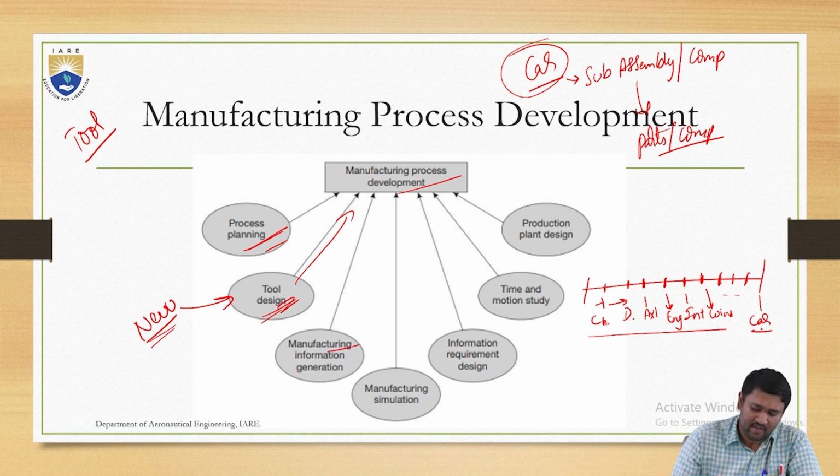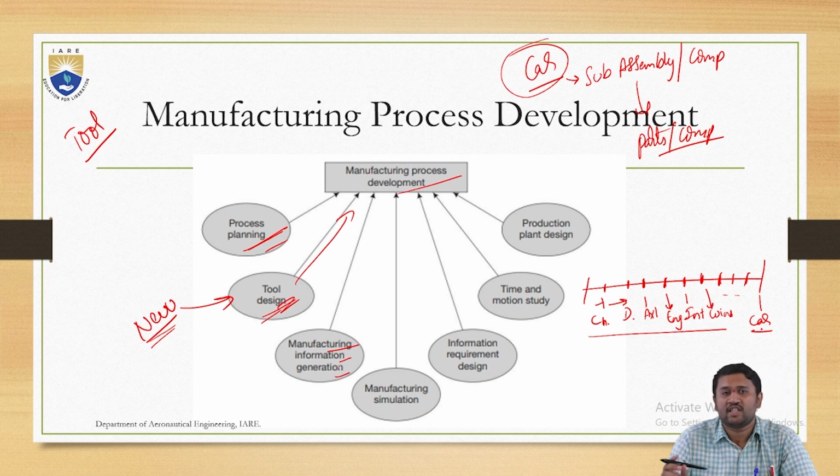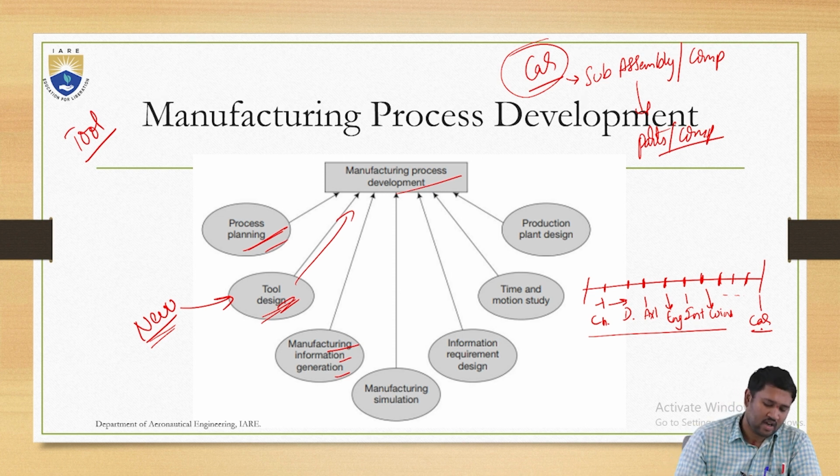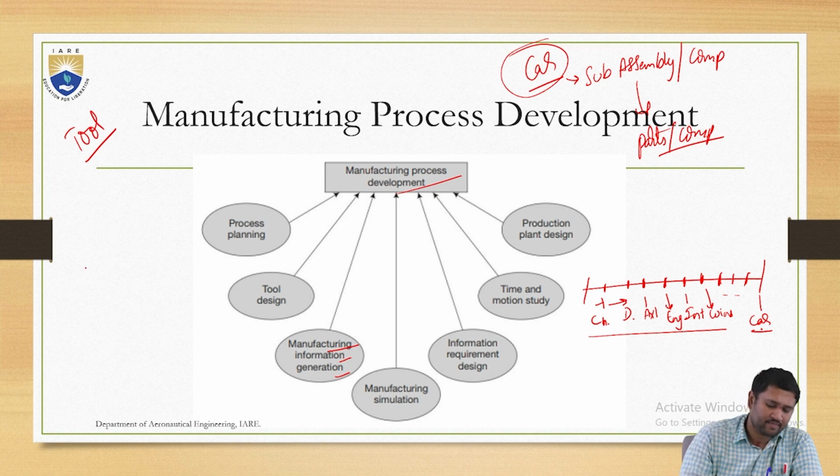Next is your manufacturing information generation. What does manufacturing information generation mean? Basically, in order to undergo a machining process, let's say I want to manufacture a part which looks like this.